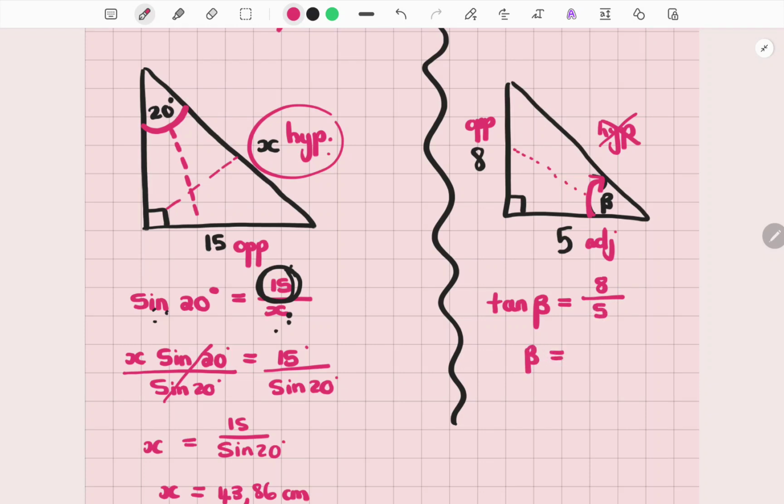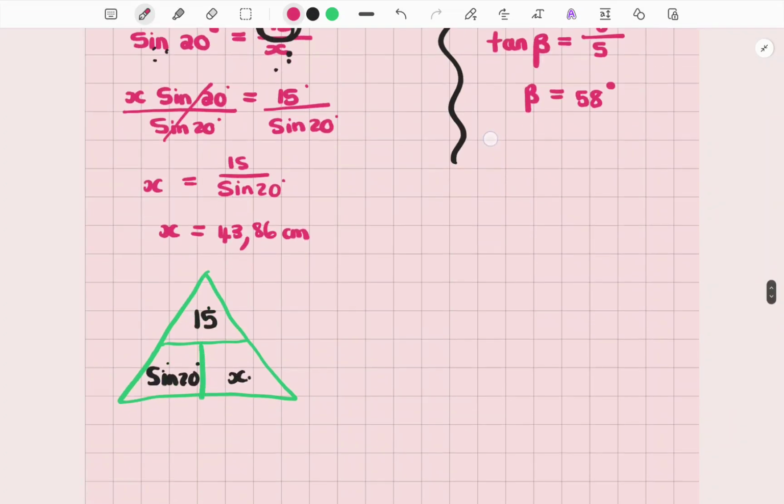So what are we going to press over here? We're going to press shift tan 8 over 5, and then we get, rounded off, 58 degrees. So that angle over there is going to be 58 degrees. Isn't that amazing? Just by knowing the trig ratios, we can work out an angle size or a length of a side just by using those trig ratios.